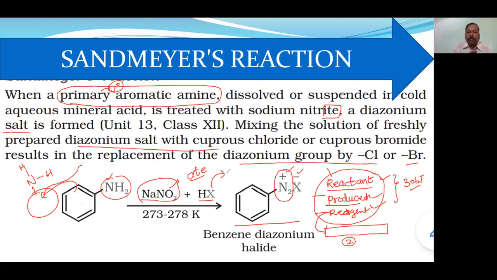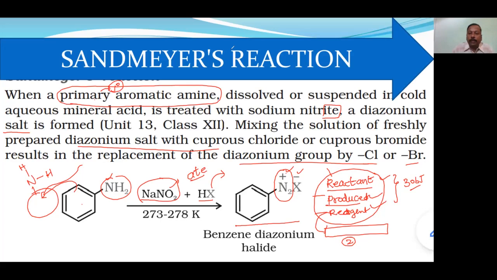Okay, so Sandmeyer reaction, I think it is clear now. This is the complete reaction. Benzene diazonium chloride, then we will react it with cuprous chloride Cu2Cl2, or CuBr. Then that halogen will be exchanged, that we are going to see now. So this is Sandmeyer reaction.